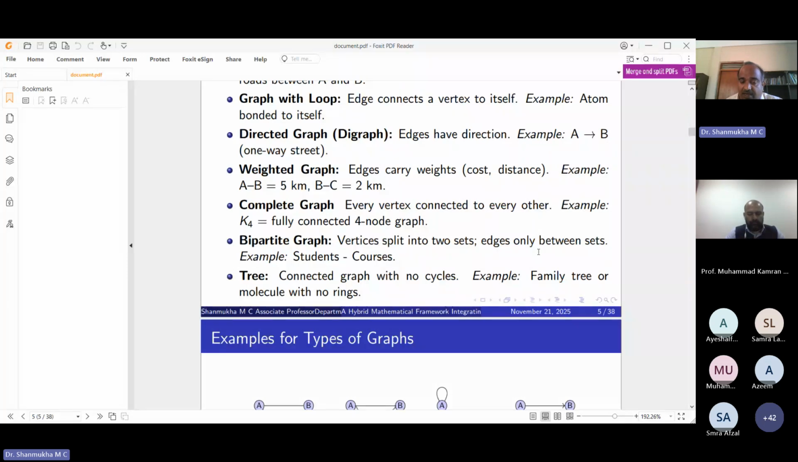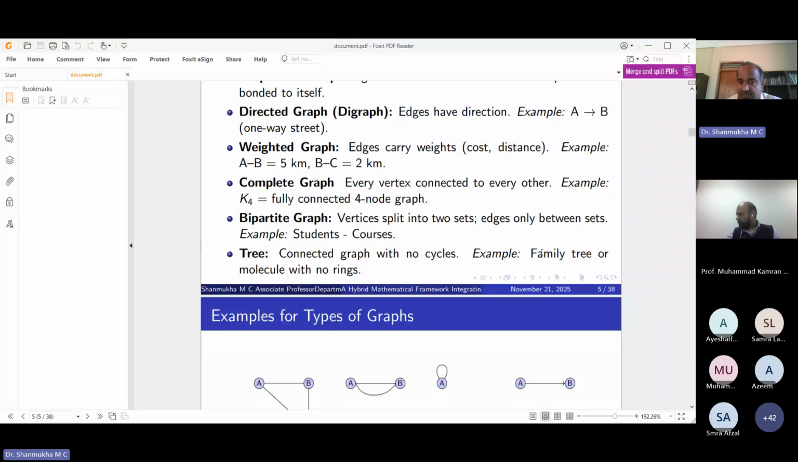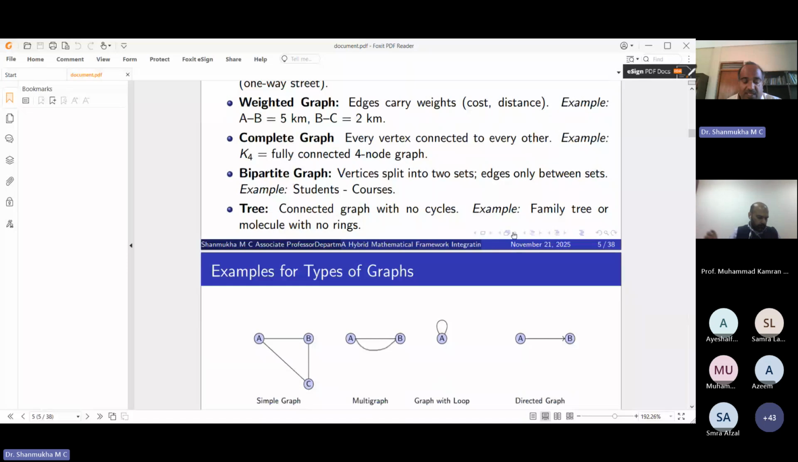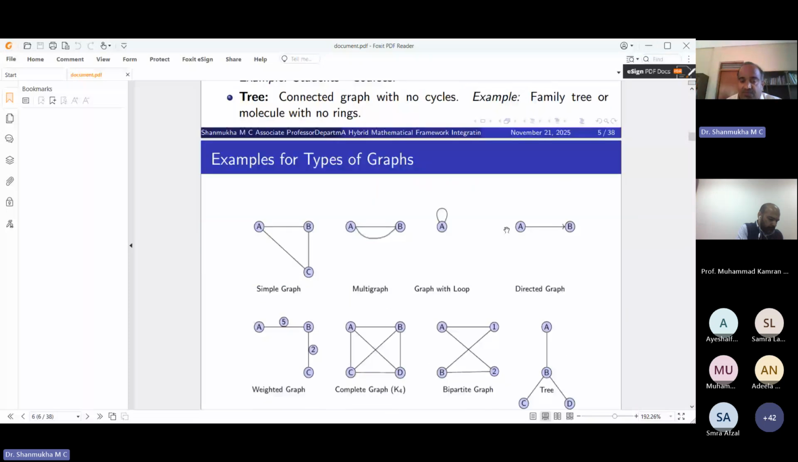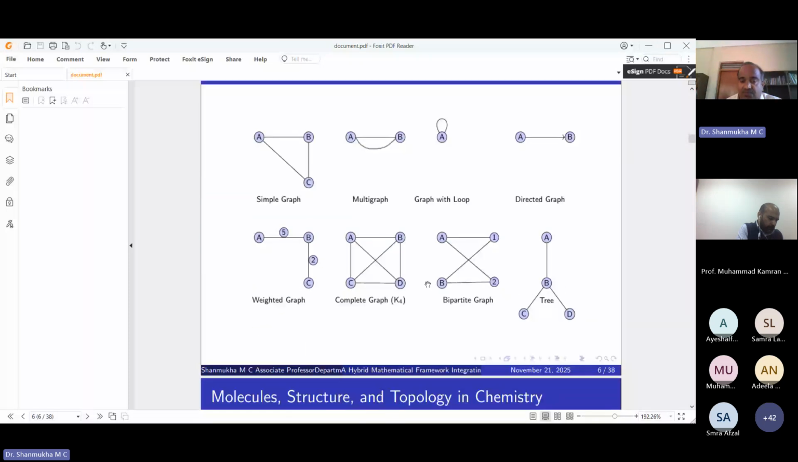Then bipartite graph. Vertices are split into two sets, with edges only between sets. Example, students and courses. Then tree, a connected graph with no cycle, is called a tree. Examples are a family tree or a molecule with no rings. So here are the pictorial representations of the above graphs.